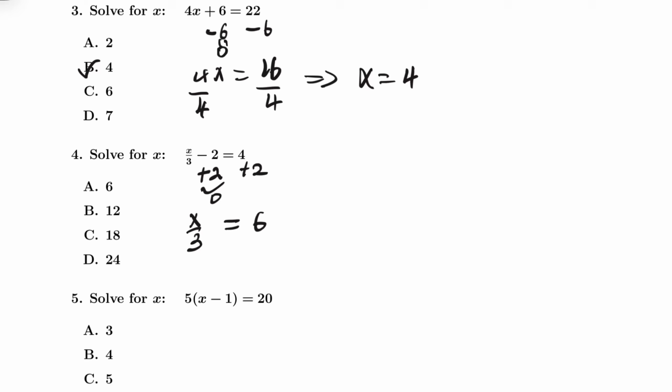Now on the left hand side, we have x divided by 3. So for us, of course, the opposite of division is multiplication. So we have to multiply both sides by 3, right? Multiplying both sides by 3, you see that this one cancels that, and we are just left with x is equal to 6 times 3, which is going to give us 18. That is why the answer here is going to be C. Perfect, right?